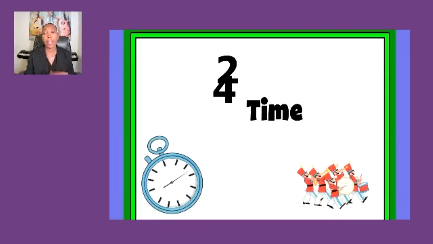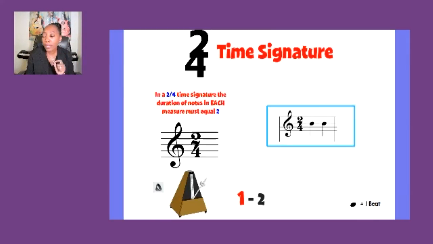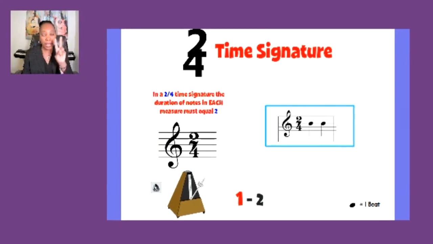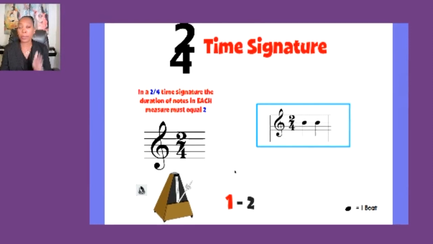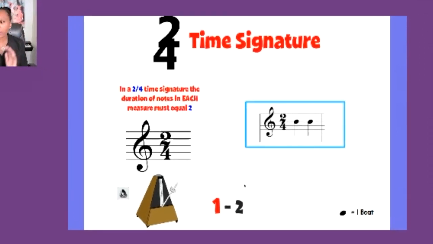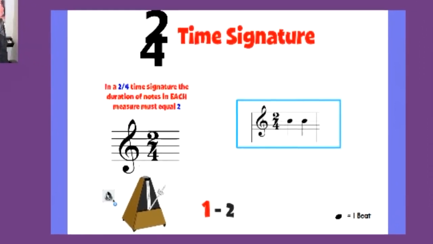But we also have 2/4 time signature. And just by the nature of 2/4, you probably already know, because you're so smart, that each measure is going to get how many beats? That's right, 2. 1, 2, 1, 2, 1, 2. So let's listen to the metronome.